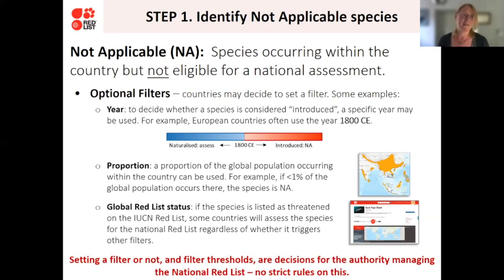IUCN can't advise, well, we can't strictly say you must use all these filters because every country will have a different situation. You're different areas, different sizes, different borders, different history of people coming and going from that country. So those decisions have to be made by the authority managing the national red list process. There are no strict rules, but do be clear about any filters you set and do make sure they are visible somewhere so people can actually see what filters you've used, and try and be consistent as well amongst all of your assessments. Don't use different filters for reptiles versus birds versus amphibians. Apply the same filters across all taxa so you have a standard system in place.